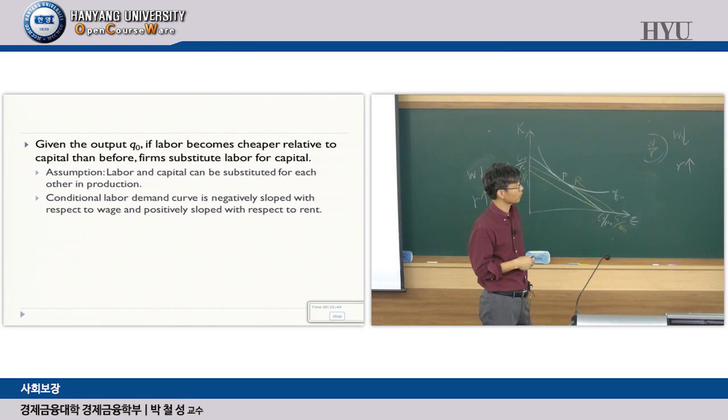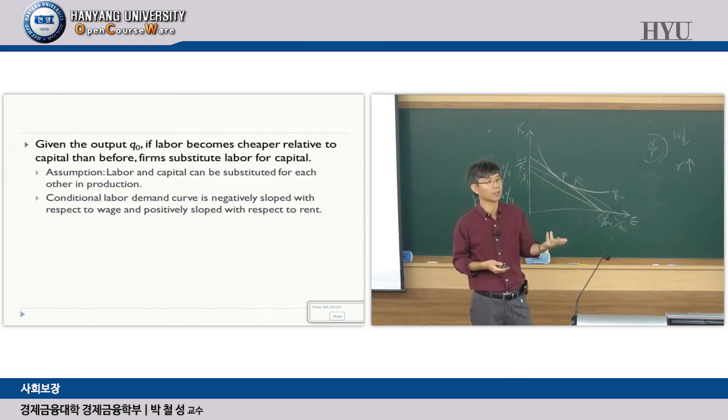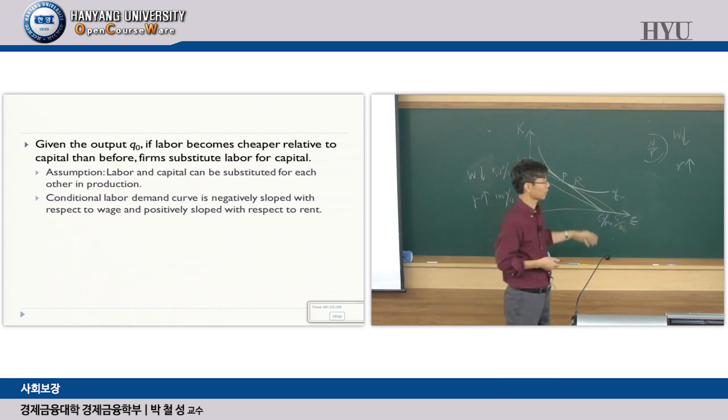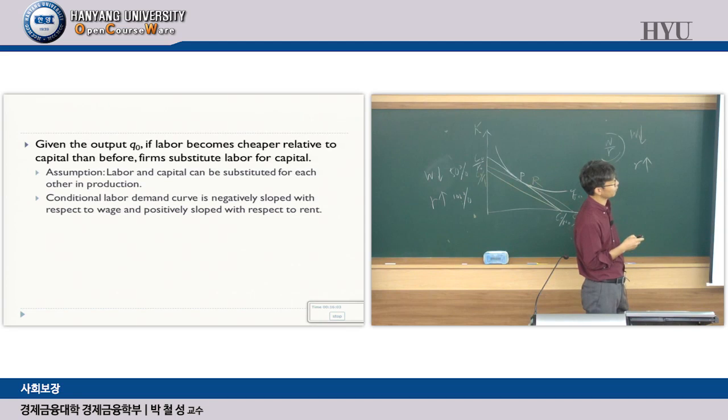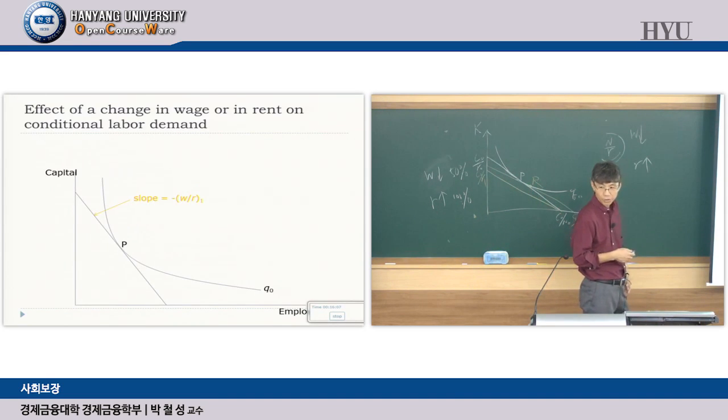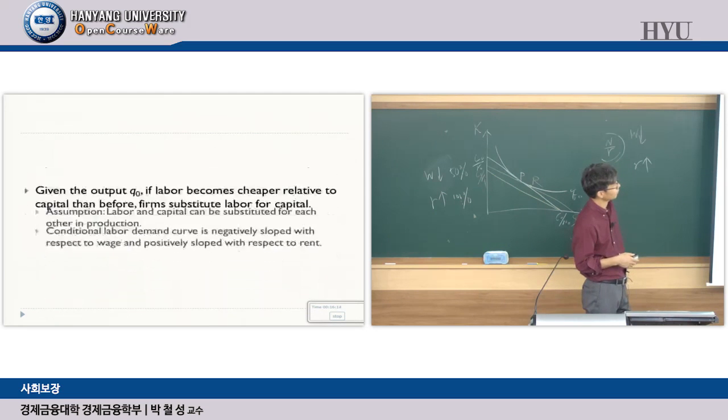So given the output Q0, if labor becomes cheaper relative to capital than before, it includes the case where the wage falls or rent goes up or both happen, but relatively labor becomes cheaper. And firms will substitute labor for capital. Basically, what happens is substitution. They just substitute labor for capital. They use more labor and less capital.